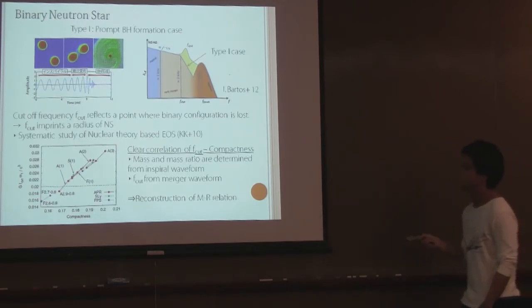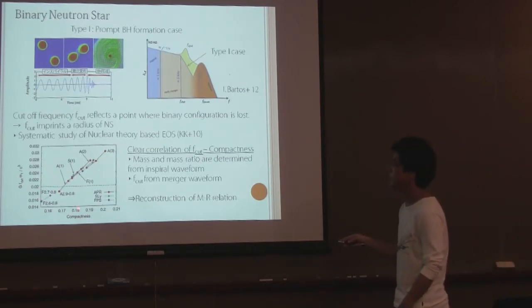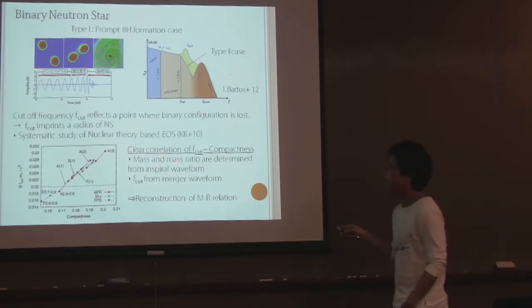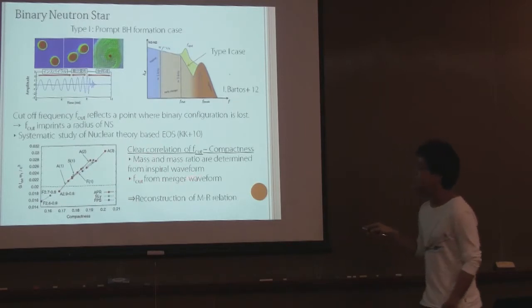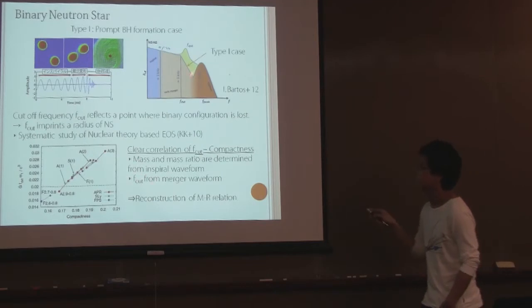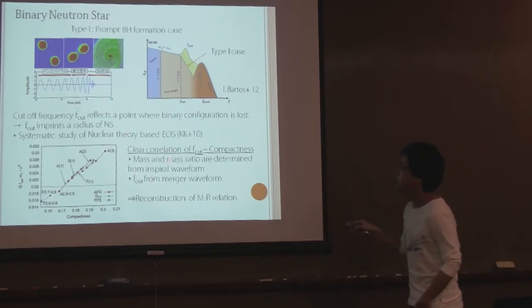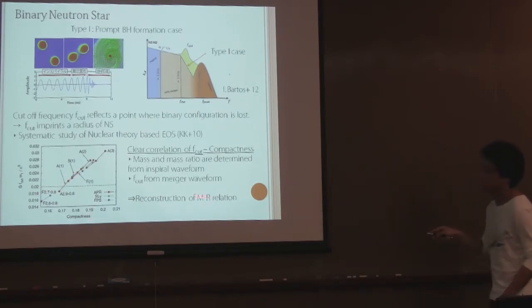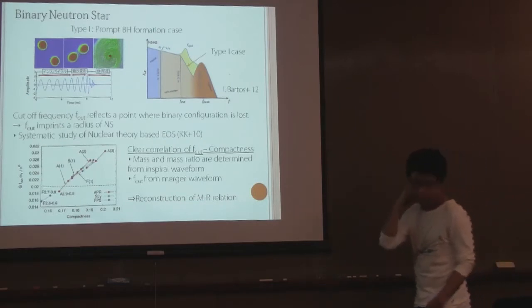So the strategy to constrain the equation of state is as follows. First, by analyzing the inspiral waveforms, you can obtain the total mass and mass ratio of the system. And then, by analyzing the merger waveforms, you could determine the cut frequencies. And using the relation found in these studies, you can infer the radius, so you can reconstruct the mass and radius relation observationally.